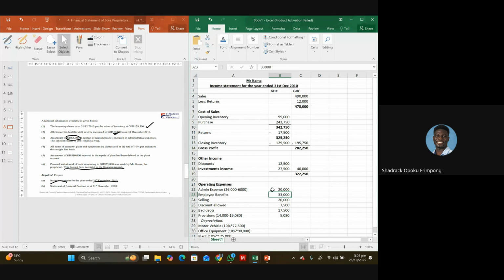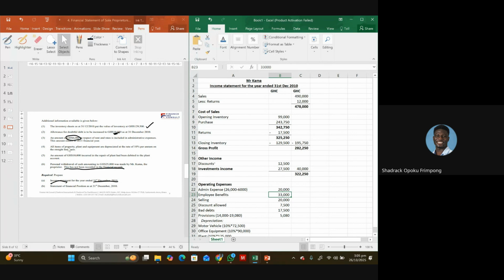Any question? So this 6,000, it means it's for rent. So our landlord or our landlady is owing us 6,000. So it will form part of what? Our current asset, as prepayment. We have made payment in advance. Okay. Let's move on to the next one.